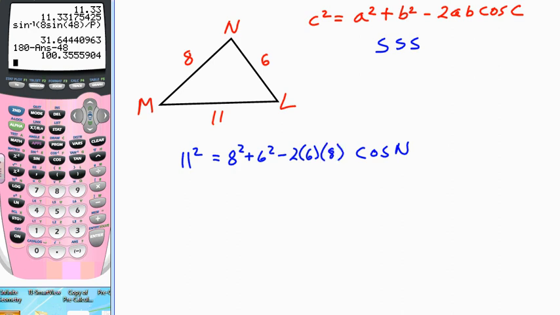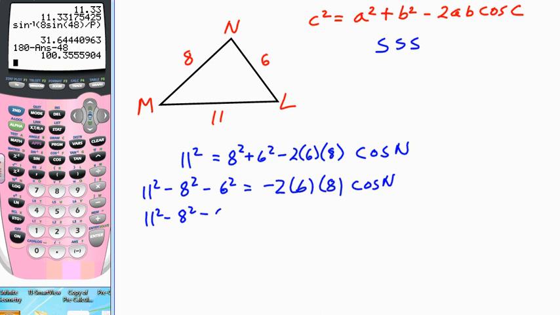Okay, now again, I don't care what 11 squared is. I'm going to do a bunch of algebra to isolate cosine n. So that is going to be 11 squared minus 8 squared minus 6 squared is equal to negative 2 times 6 times 8. Don't even bother multiplying these things out because your calculator can do it better than you can. Then 11 squared minus 8 squared minus 6 squared divided by negative 2 times 6 times 8 is equal to the cosine of n. And we want to take the inverse cosine of all that.